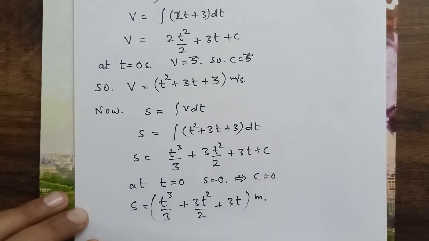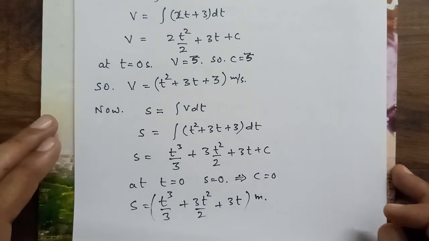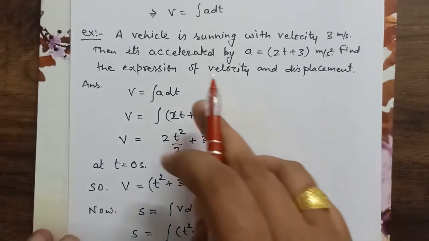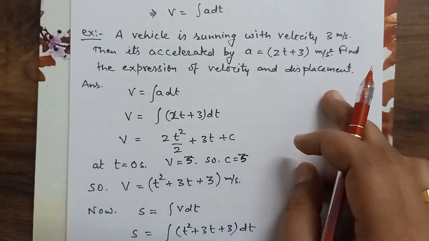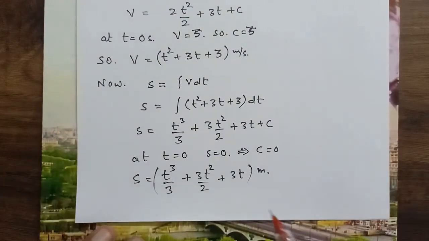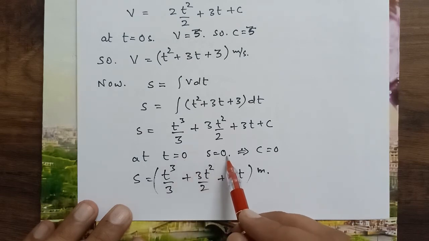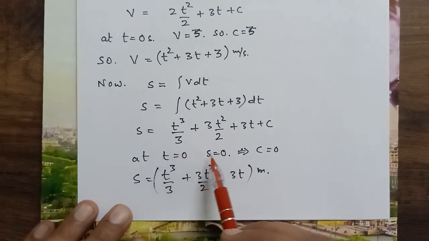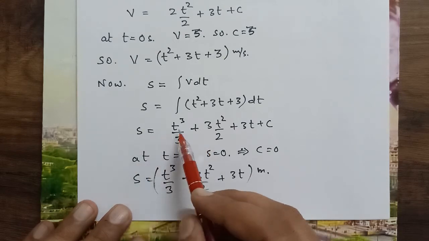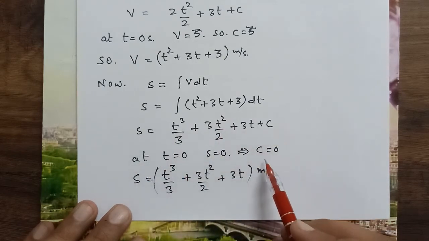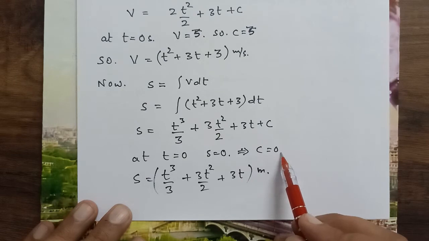If you read the question again, you will find that the initial displacement isn't given. So in general we say that the initial position is 0. So this condition can be put here: at t equals 0, the displacement is also 0. It means the displacement will be calculated from the initial position, that is, where the vehicle is starting from. So finally we will get c equals 0.